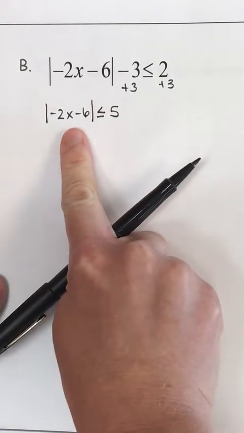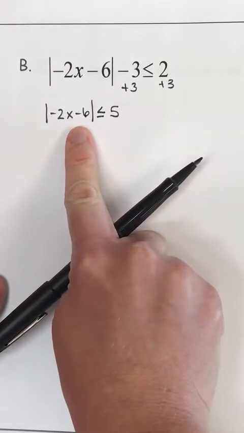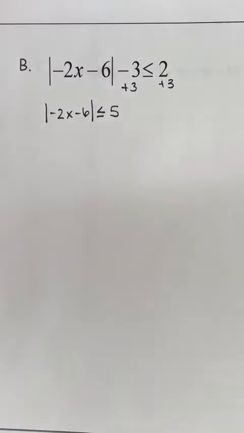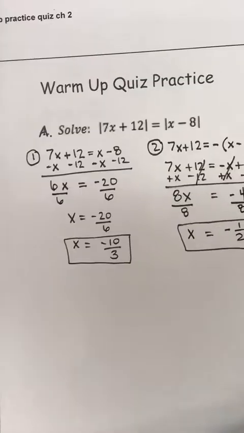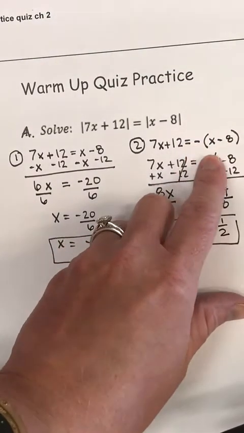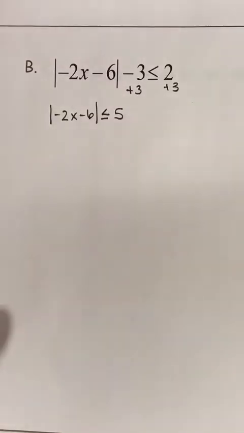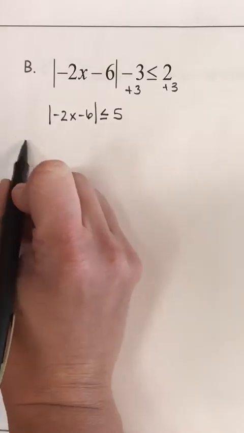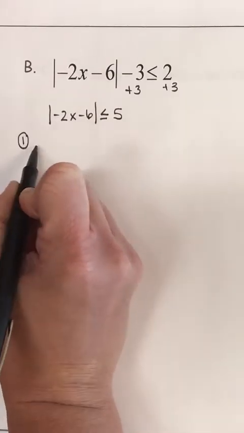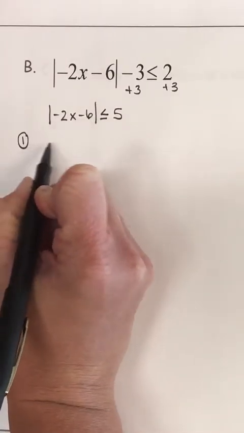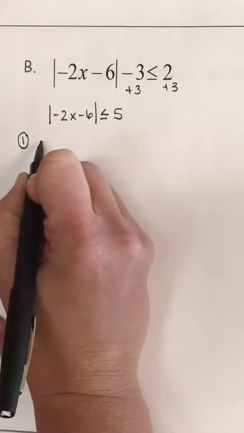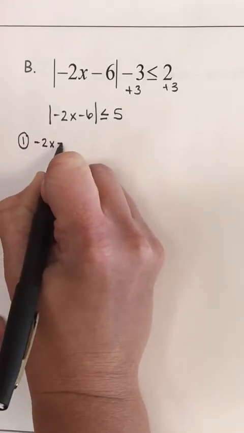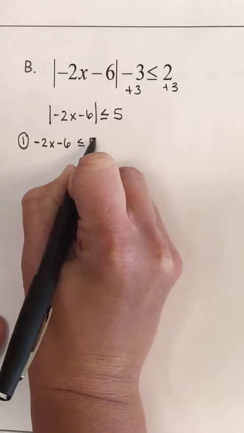Now that I have my absolute value alone, I can set up my 2 cases just like we did in the first problem. You'll have 2 cases where we change the sign. With an inequality, we're going to set it up exactly as we see it, but with no absolute value bars. So negative 2x minus 6 less than or equal to 5.